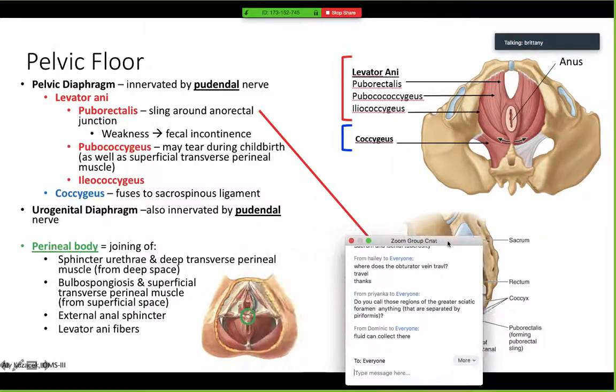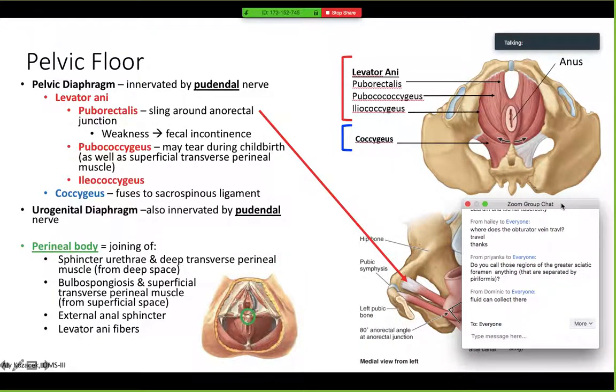This is a very important slide. So the pelvic floor is formed by the pelvic diaphragm and the urogenital diaphragm. So your pelvic diaphragm consists of the levator ani, these three muscles here, and then the coccygeus. The levator ani consists of the puborectalis, the pubococcygeus, and the iliococcygeus.